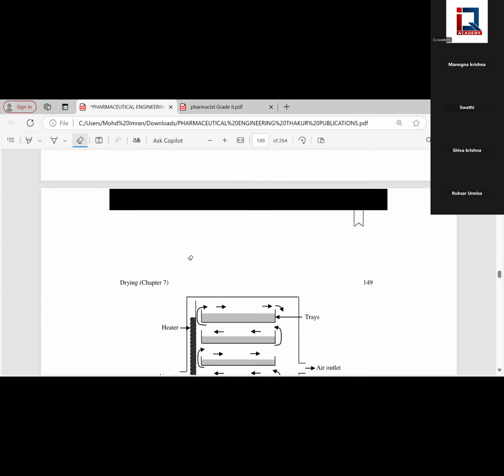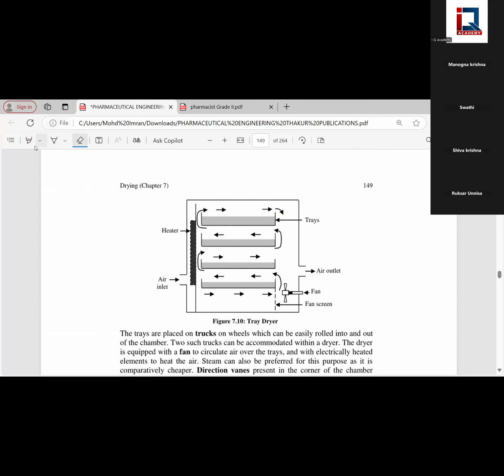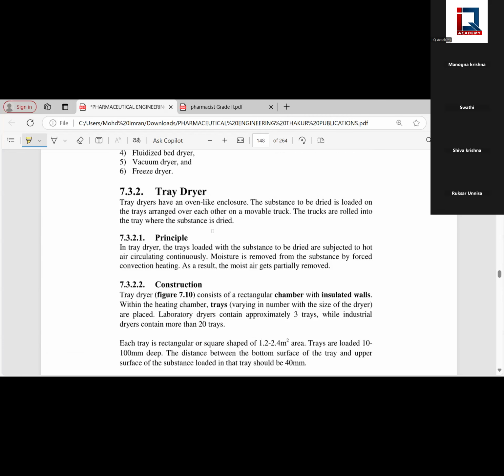Let's see the tray dryer. Very simple. You can see the picture here. There is a fan to circulate the hot air, and you have trays. In these trays, we will place the material to be dried. So simply by closing the equipment and adjusting the thermostat, hot air will be circulated on the trays and heating takes place. So simple. So you can see the principle.